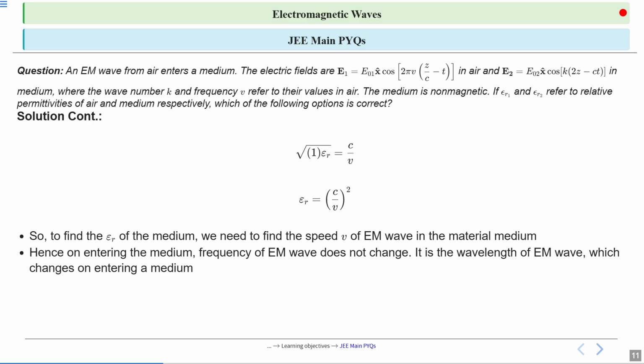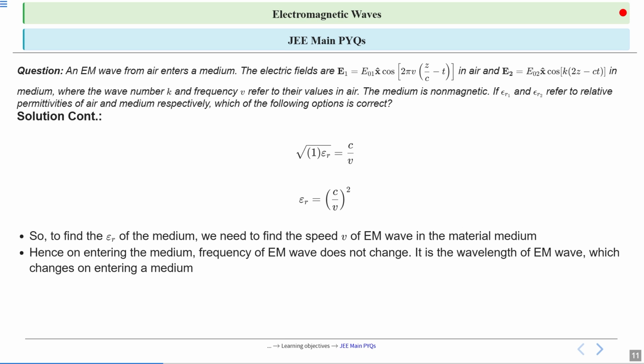Okay, frequency doesn't change because it is associated with the energy. Energy of an electromagnetic wave cannot change. It remains the same. Only wavelength and speed will change. So hence, on entering the medium, the frequency of the EM wave does not change.